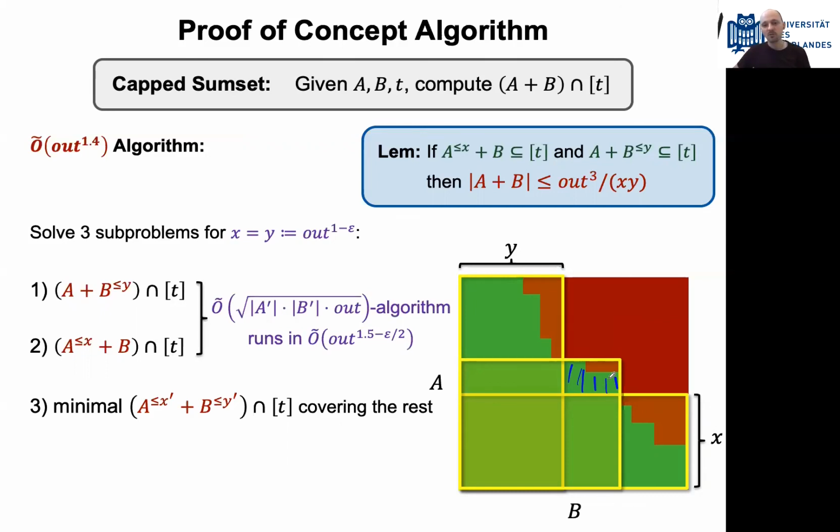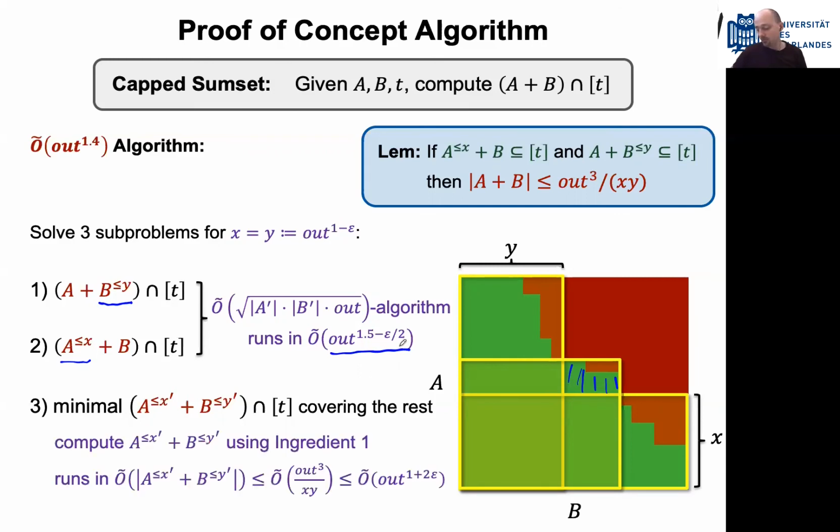First two subproblems we solve using the baseline algorithm. We call it the baseline algorithm runs in time square root size of a times size of b times out. Now, in the first call, the size of b is smaller than out. The second call, the size of a is smaller than out. So what we get is actually a polynomial improvement over the out to the 1.5 running time from before.